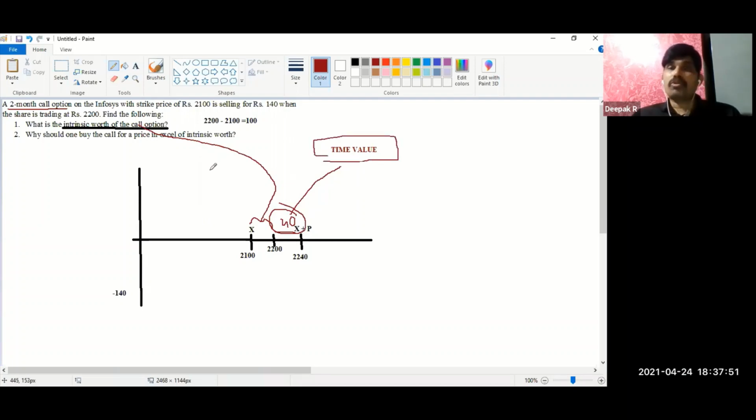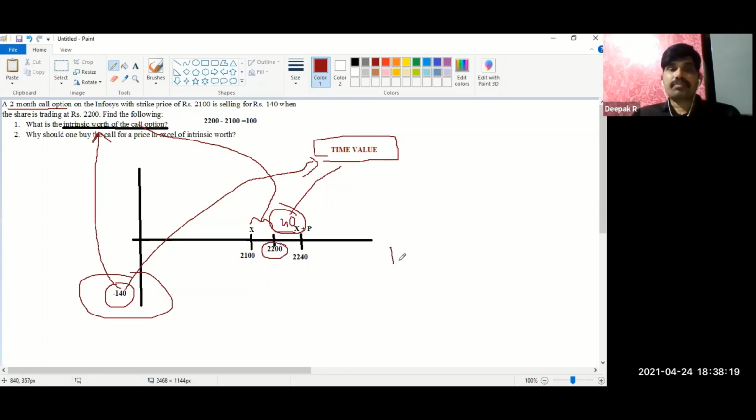So when you talk about the premium paid on a call option, the premium always consists of the intrinsic value of the option and the time value. When you combine these together, you get the premium. It means the time period also plays a very important role.